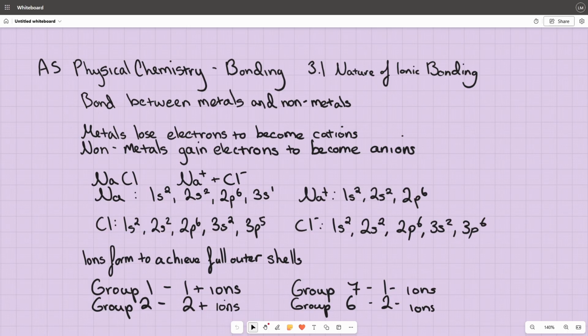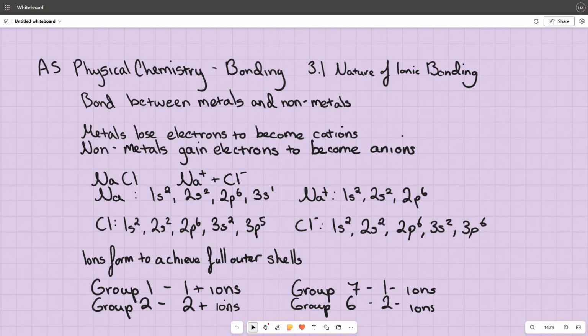So we know that ionic bonding is the bond between metals and non-metals, and in this bond, metals lose electrons to become cations, and non-metals gain electrons to become anions, and we can see this in bonds such as NaCl, and here are the electron subshells.